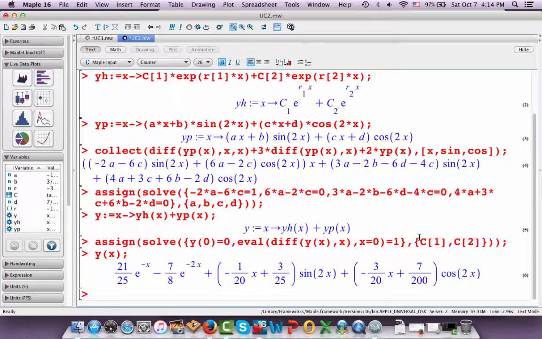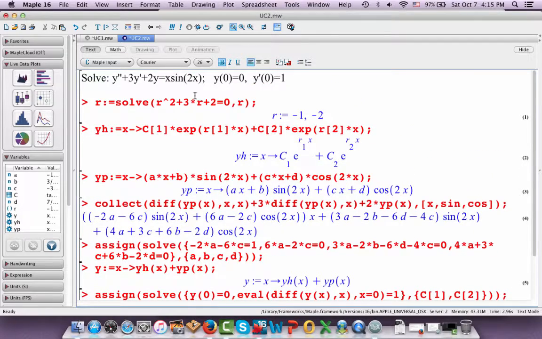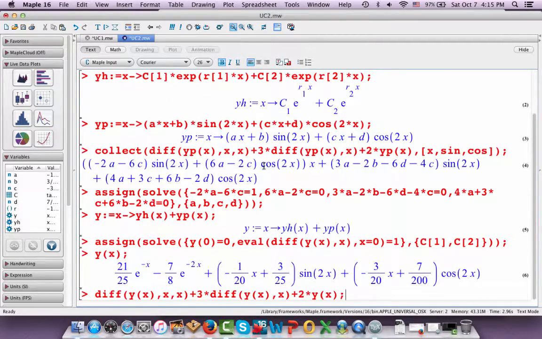Now in the end, you can always check to make sure everything's working. So let's just confirm that we have our solution. Well, we know that the second derivative of y of x plus 3 times the first derivative of y of x, plus 2 times y of x, whatever that is, it should be x times sine 2x. So let's hit enter and see what that is.